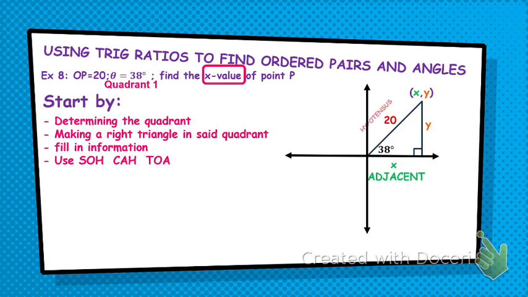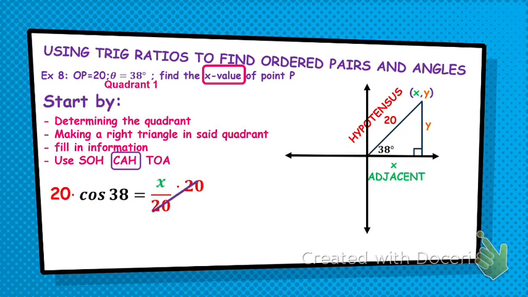So I can set that up, cosine of 38 degrees equals x over 20. To get x by itself, we can multiply both sides by 20 to cancel the 20s, and then we can type in 20 cosine of 38 into our calculator, make sure that we're in degree mode, and we should get about 15.76.